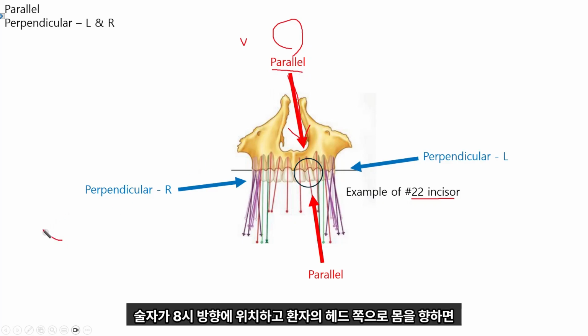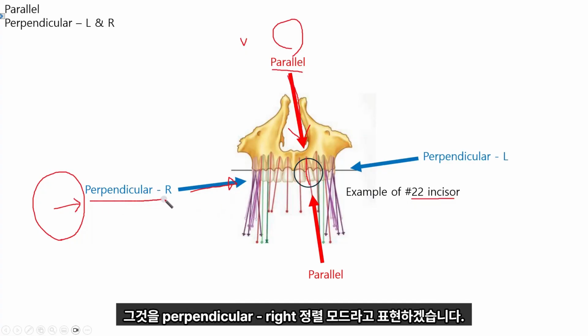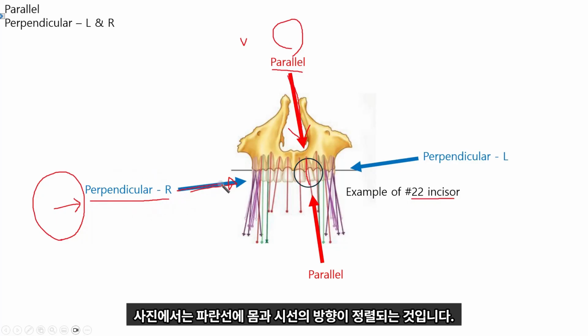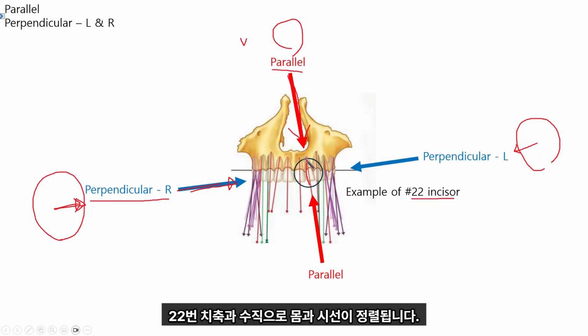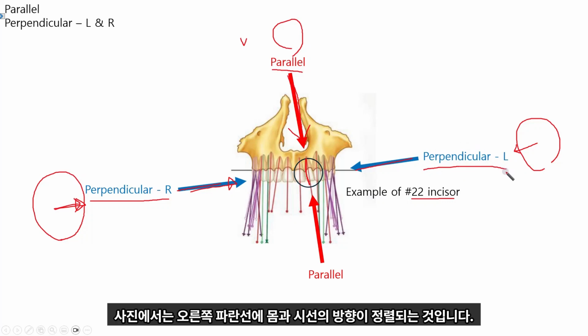Next, if the operator is situated at the patient's 8 o'clock position and turns their body towards the patient's head, both their body and line of sight will align perpendicularly to the tooth axis of number 22. I will designate that particular alignment as the perpendicular alignment mode. In this image, your body and your line of sight are aligned in the direction of the blue line. When the operator is at the 3 o'clock position and faces the patient's head, their body and line of sight are aligned perpendicular to the tooth axis of number 22. I will designate that as the perpendicular L alignment mode. In the photograph shown, this denotes the alignment of the operator's body and their line of sight with the blue line positioned on the right.